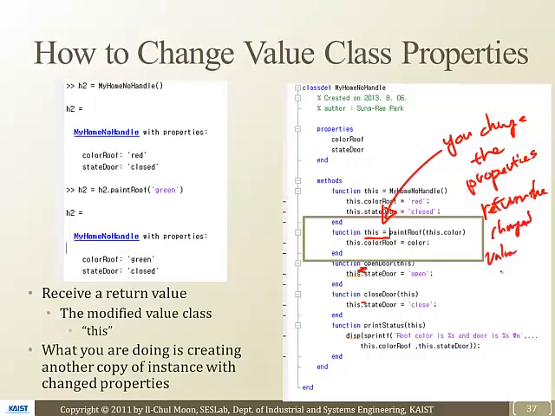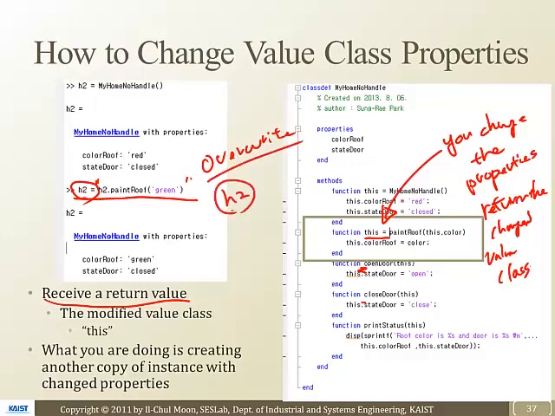value class. Okay? You have to receive a return value here. And in the execution part, previously you just called h2.paintRoof green. You have to receive it now. And then you will overwrite the h2, and this new h2 will have the new property. What you're doing is creating another copy of the instance with changed properties, okay?